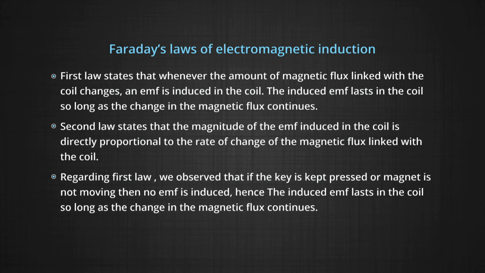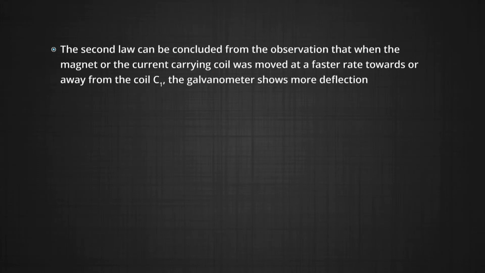Regarding the first law, we observe that if the key is kept pressed or the magnet is not moving, no EMF is induced. Hence, the induced EMF lasts in the coil so long as the change in the magnetic flux continues. If there is no change in the magnetic flux, then there will be no EMF induced. The second law can be concluded from the observation that when the magnet or the current carrying coil was moved at a faster rate towards or away from the coil C1, the galvanometer shows greater deflection.